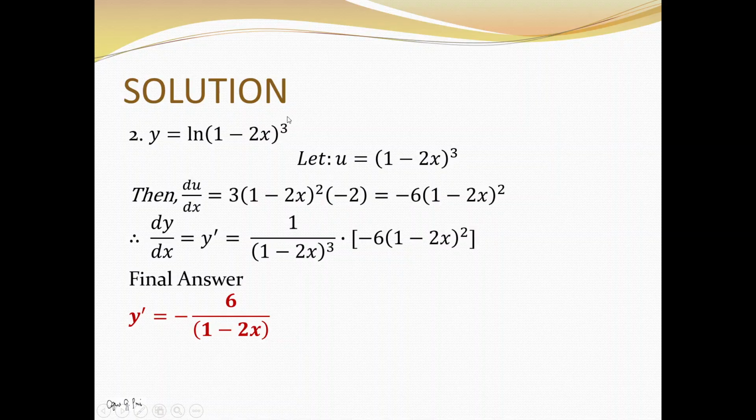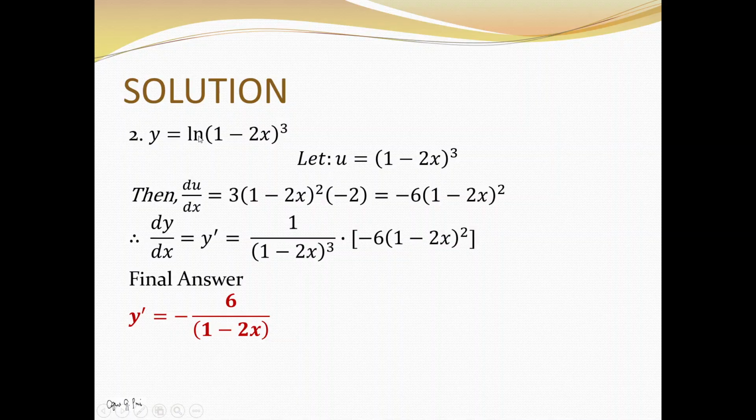For our example number 2, the given function is y equal to ln of 1 minus 2x, and this is raised to the cube power. Then we can consider this as our u, but this time, to find the derivative of this u, we can use the power rule. So we first look for the derivative of this u, so that finding the derivative of the logarithmic function is easier.